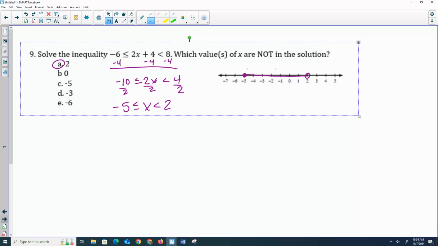Yes. Is -5? Yes, because that one is a closed circle. Is -3 part of my solution? Yeah, that's shaded. And is -6 part of my solution? No. So the two that are not are the 2 and -6.